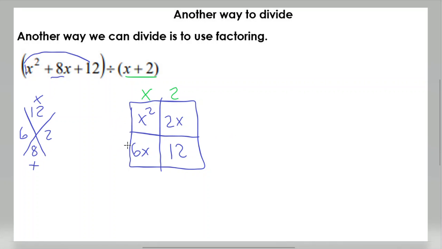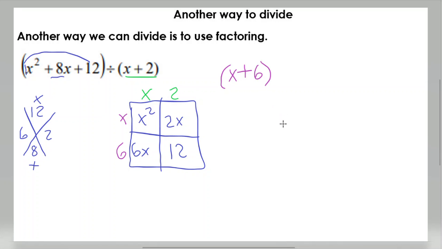So I say, what times x gives me x squared? Well, I know that's x. And then x times 2 gives me 2x, so that works for that box too. So now I say, what times x gives me 6x? Well, that would be 6. And 6 times 2 gives me 12, so that works for that box too. So my answer for this would be x plus 6.